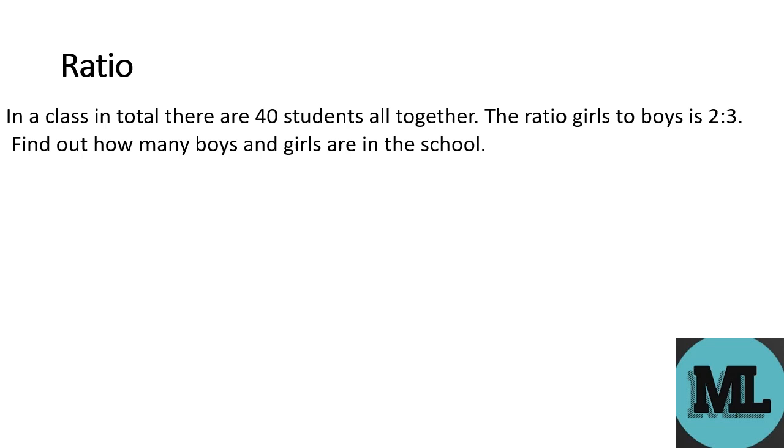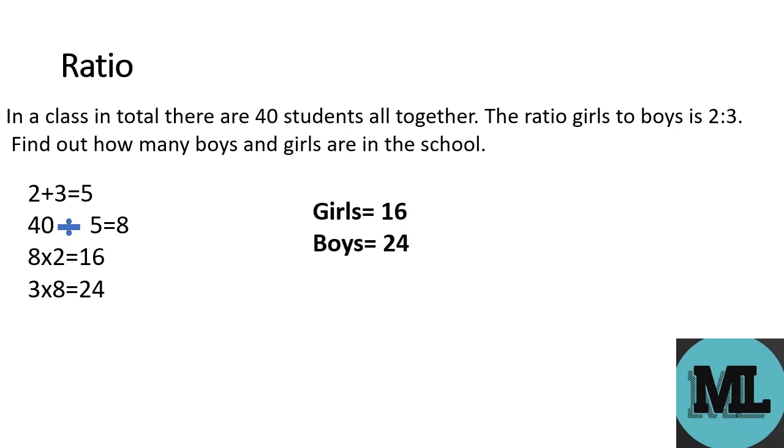In order to do this question, the first step is to add the ratio, which is 2 plus 3, which equals 5. And then we need to divide the total by the number we got. 40 divided by 5 equals 8. And now we need to multiply both parts of the ratio by 8. 8 times 2 equals 16. 3 times 8 equals 24. Since 2 meant girls, 8 times 2 equals 16, and since 3 meant boys, 3 times 8 equals 24. So girls equals 16 and boys equals 24.